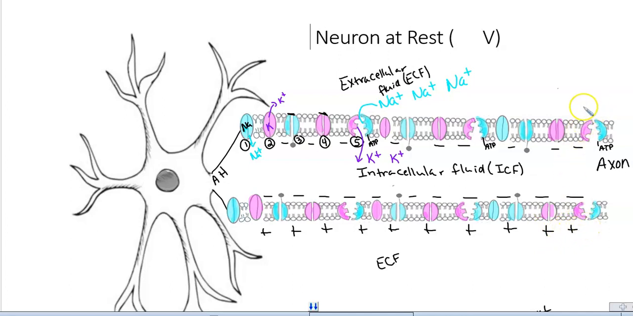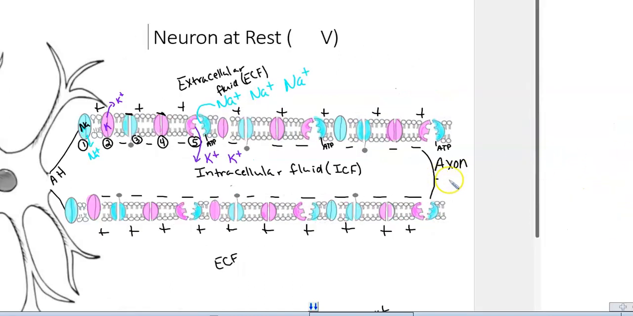Polarized. And the reason it's very positive out here in this extracellular fluid is because I've got 3 going out and 2 going in. So this is known as polarized. I don't know where to write that. Let's see if I can scoot myself over a little bit. So this little scenario is called polarized.